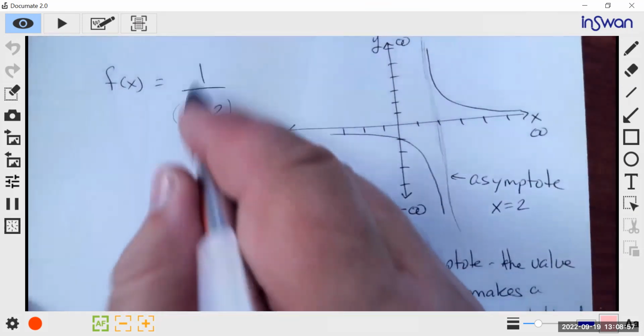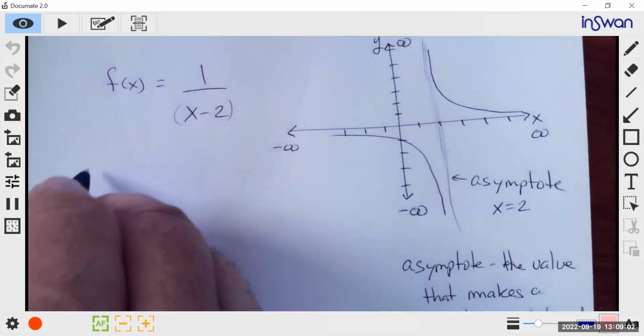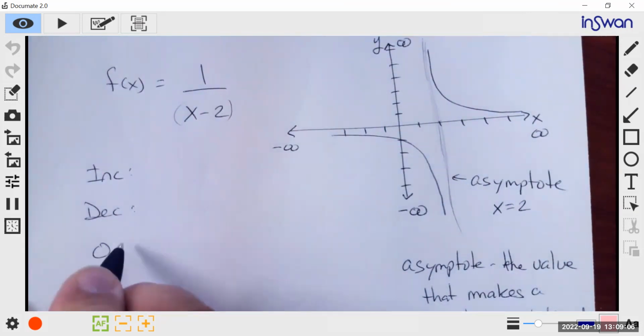So, the 1 over x function looks like this. So where is it increasing? Where is it decreasing? And where is it 0?